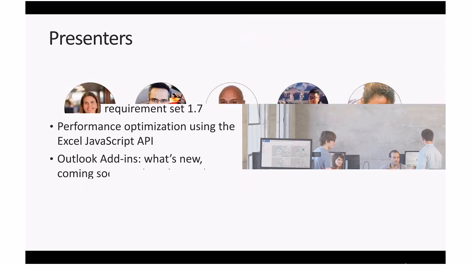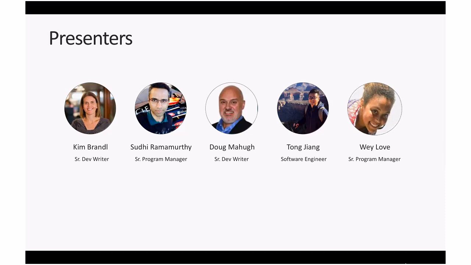In terms of presenters today, like I said earlier, I'm Kim Brandel. I'm a senior dev writer on the Office Developer Experience team. With us today in the room here are Sudhi Ramamurthy, he's a senior program manager, Doug Mayhew and Tong Zhang. Doug's a senior dev writer and Tong is a software engineer. They'll be talking about performance optimization in Excel in the Excel JavaScript API.